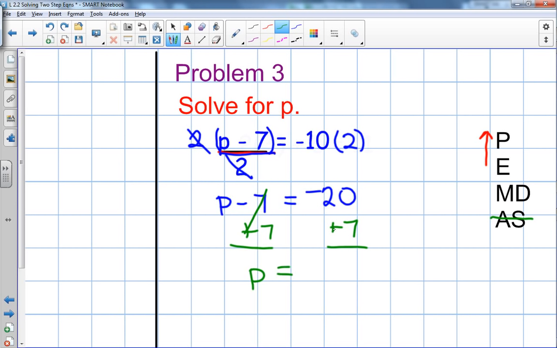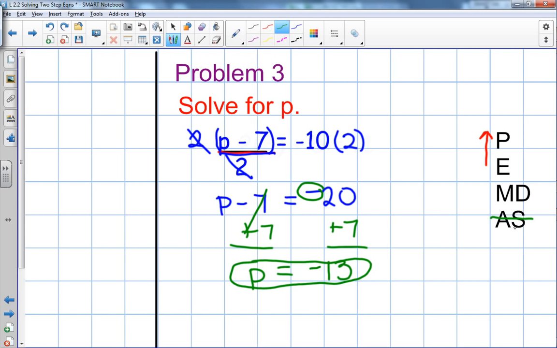Now here's where this adding and subtracting signed numbers that we learned in chapter 1 is really helpful. Negative 20 plus 7. Two numbers, both signs are different, so I take the bigger number 20, subtract the smaller number 7, get 13, and keep the sign of the bigger number. That's the negative part. So my answer is P equals negative 13.